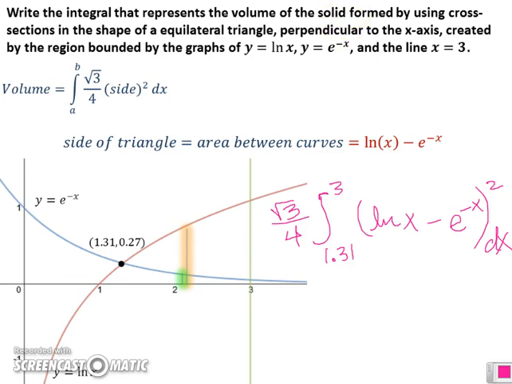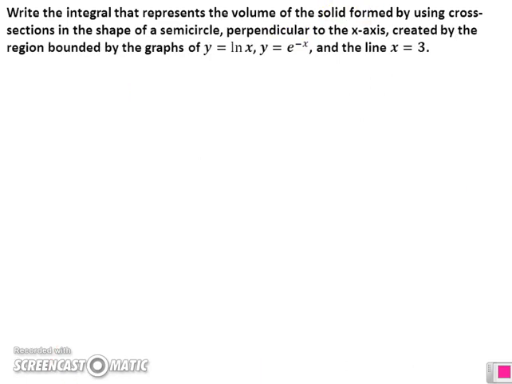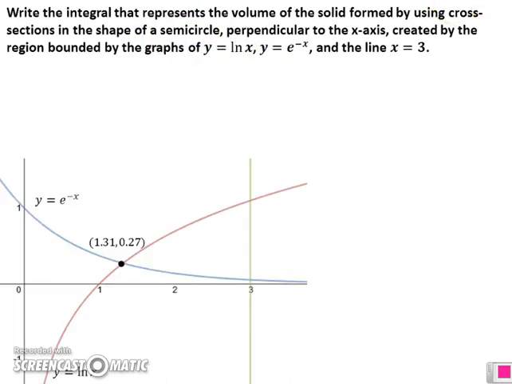Okay, last one. Now this is the one that people make the most mistakes on. This is the semicircle one. Same idea, same problem again, same graphs. Let me draw that picture again.